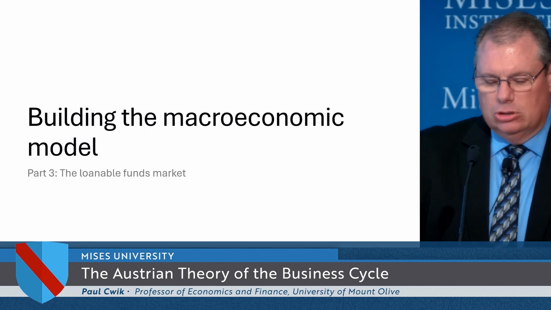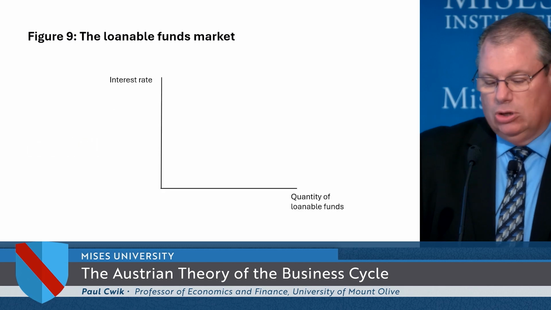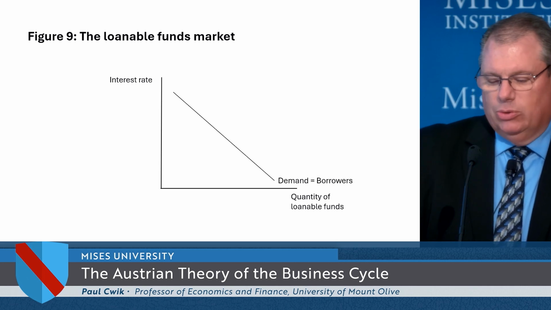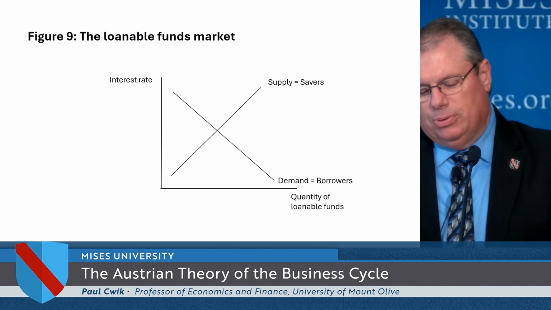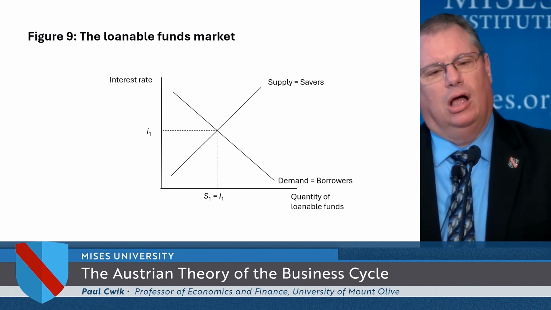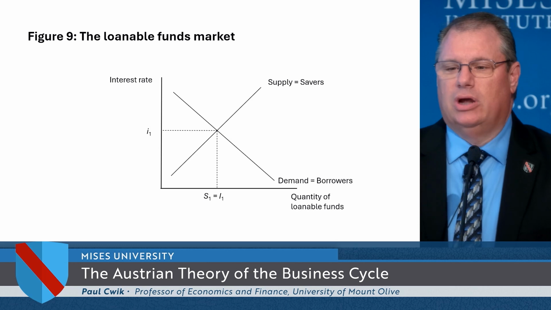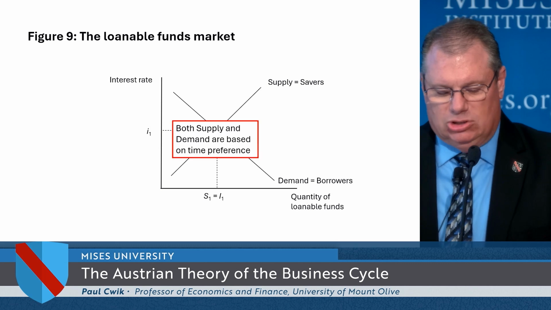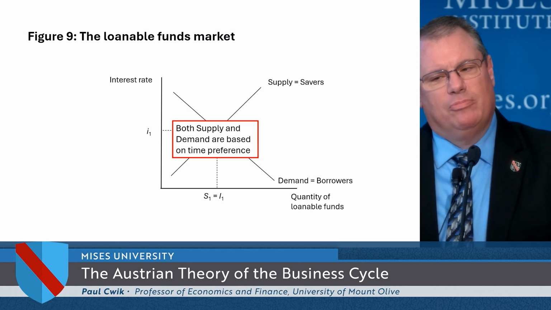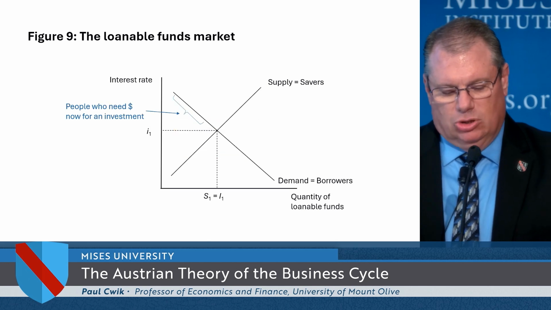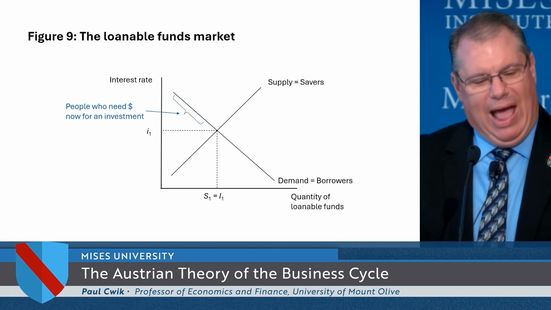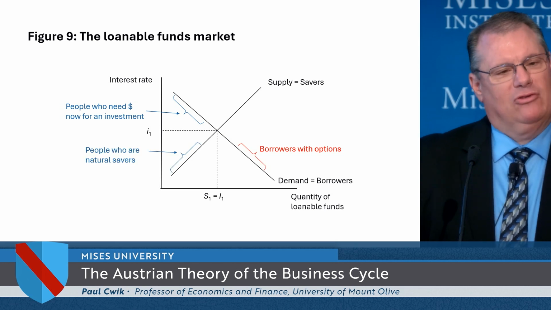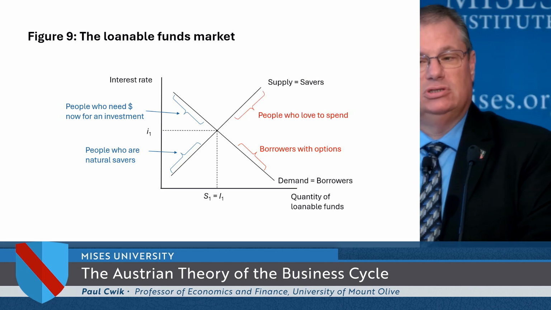The third component is our loanable funds market, where the interest rate is found. So I'm going to put quantity of loanable funds on the horizontal axis and the interest rate on the vertical axis. So we have the demand curve, which is borrowers, and the supply curve, which is savers. This is all based on time preference, right? They come together, there's their interest rate. I have quantity demanded equals quantity supplied. S equals I, which is what? Savings equals investment. And so both supply and demand are based on time preference, as Professor Herbner was talking about. So we see that in the demand curve, we have people who need money now for investment, but then again, we have borrowers with options. On the supply side, we have people who are natural savers, and we have people who love to spend.